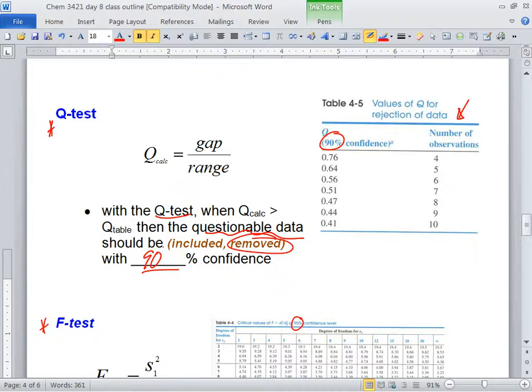Okay. So to do this whole Q-test thing, you have to calculate gap over range. So you've got a whole bunch of data, and you're supposed to calculate gap over range. Well, Kimberly, let me give you a whole bunch of data here. You have 78, 77, 82, and 76. How would you do this whole gap over range thing?